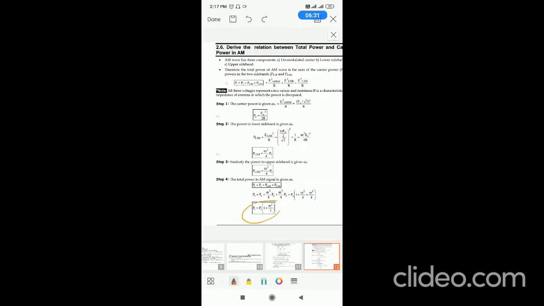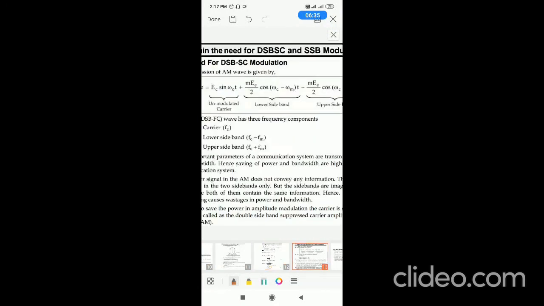This is the formula: PT is equal to PC into 1 plus m square by 2. Next, the next topic is DSB-SC modulation.